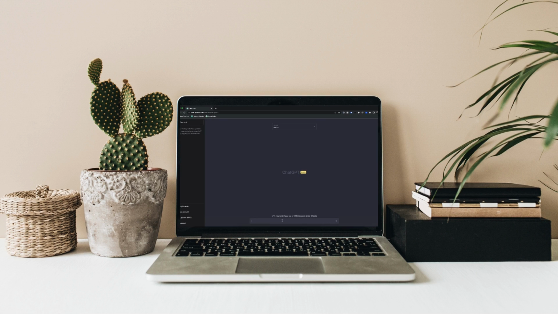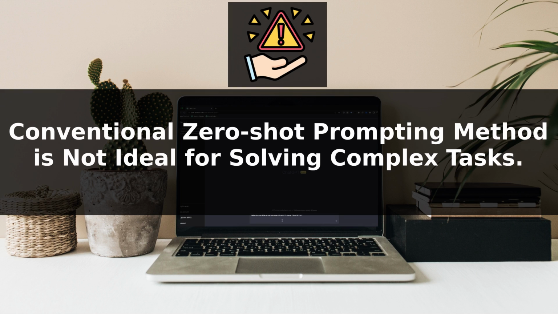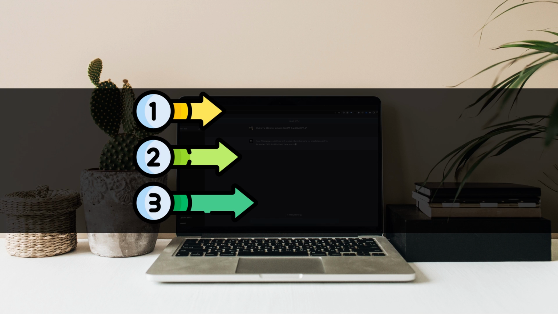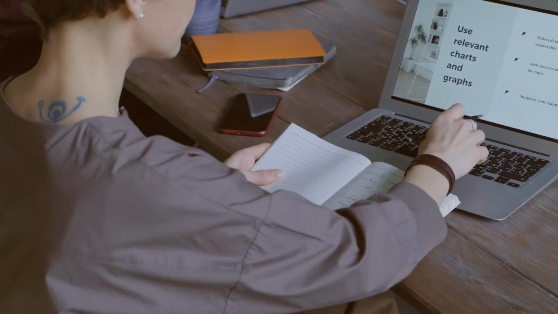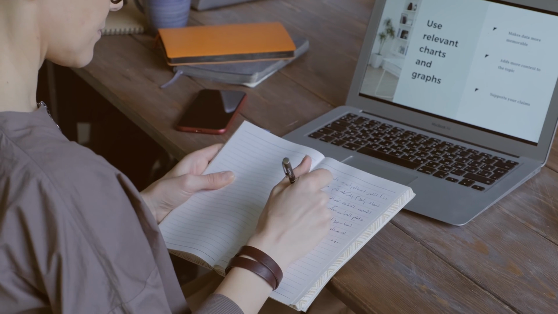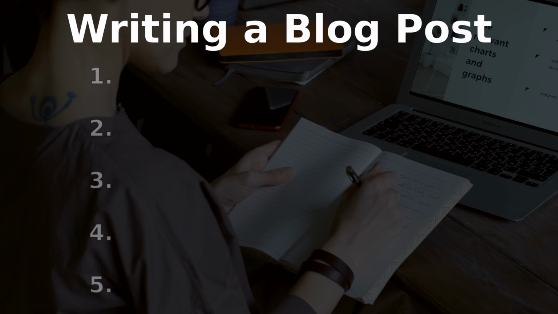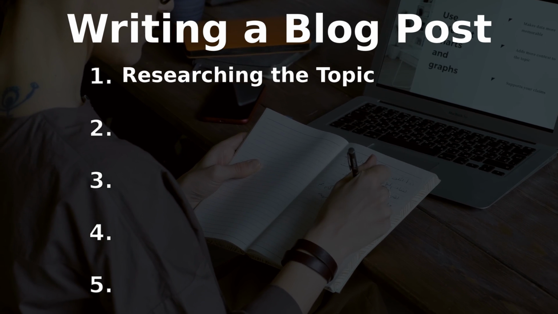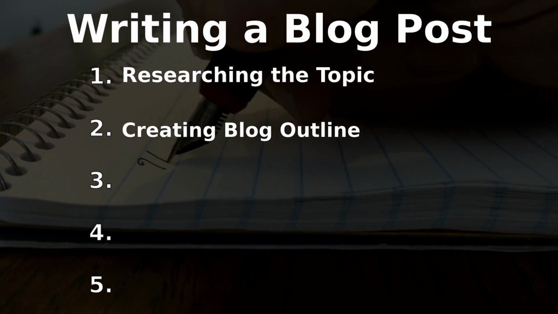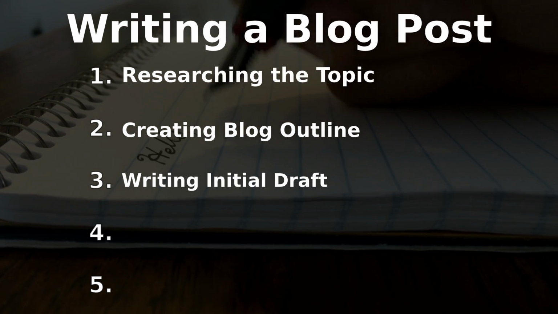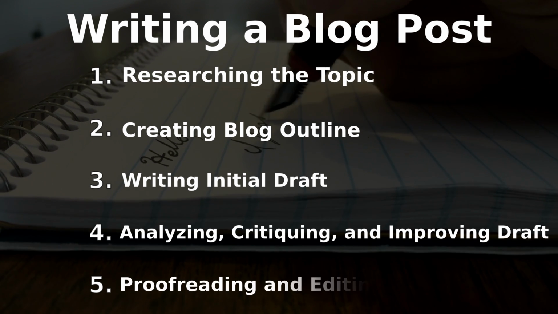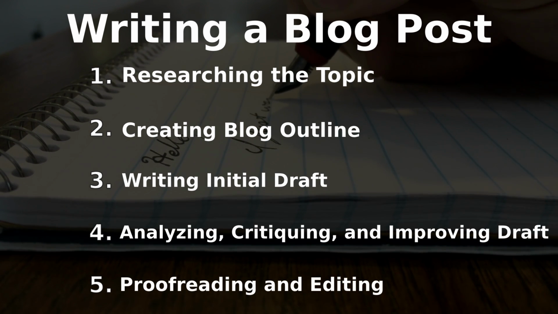One of the limitations of conventional zero-shot prompting method is that it gives good results for simple tasks, but could be better for solving complex tasks involving multiple steps and reasoning. For example, let's consider the task of writing a blog post, which can be broken down into multiple steps like researching the topic from credible sources, creating blog outline with headings and subsections, writing initial draft, analyzing, critiquing, and improving the initial draft, proofreading, and editing to generate the high quality content.